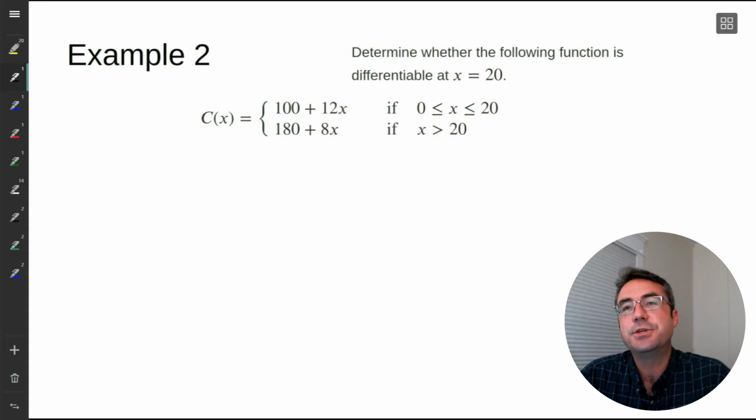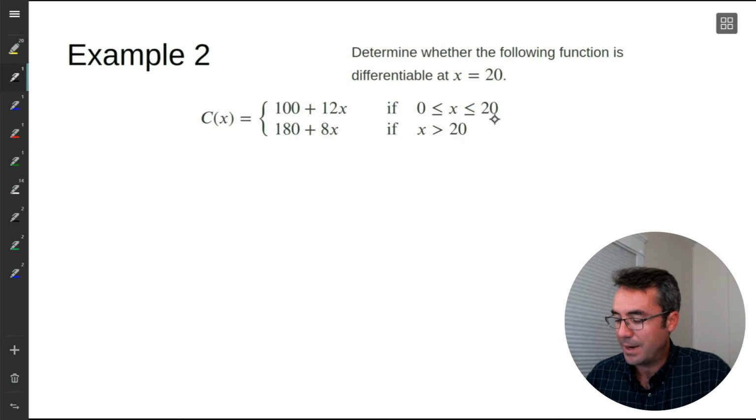Let's look at example 2. Let's do some calculations. We're going to determine whether this function is differentiable at x equals 20 or whether it's non-differentiable at x equals 20, and it's a piecewise function. And we're interested at x equals 20, and we see that this piecewise function kind of breaks into pieces at x equals 20. So we want to see what's going on here.